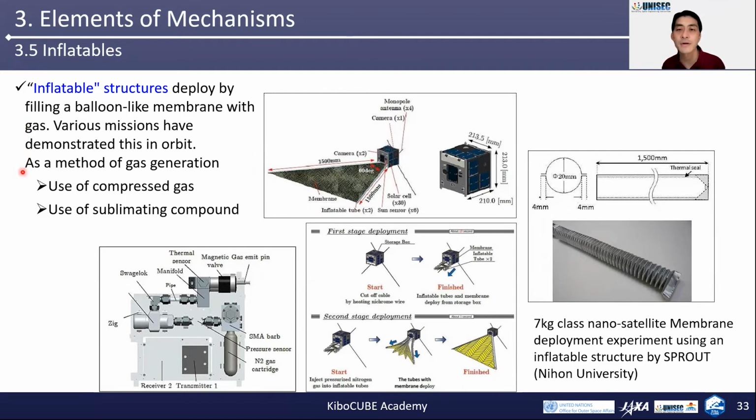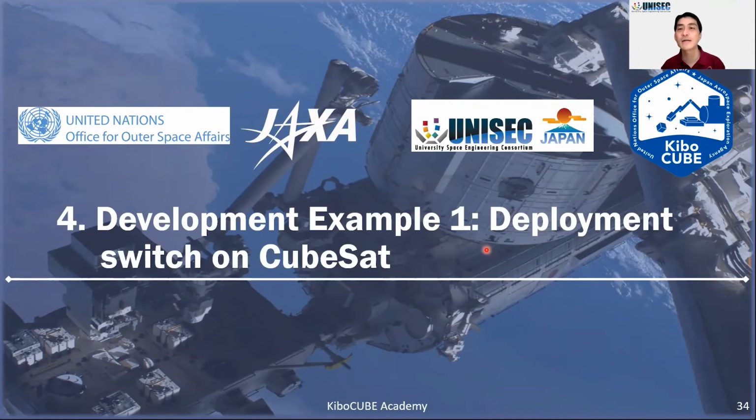As a method of gas generation, some use compressed gas and some others use sublimating compounds. These figures show the inflatable structure demonstration satellite Sprout developed by Nihon University in Japan. From now on, let me show you 3 development examples.